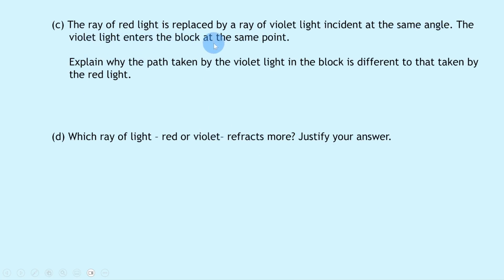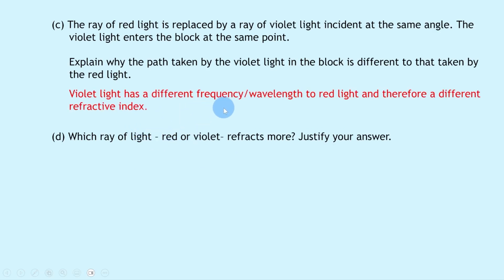Part C says the ray of red light is replaced by a ray of violet light incident at the same angle. The violet light enters the block at the same point. Explain why the path taken by the violet light in the block is different to that taken by the red light. Well, we could say that violet light has a different frequency or wavelength to red light and therefore a different refractive index. And lastly, part D says which ray of light, red or violet, refracts more.